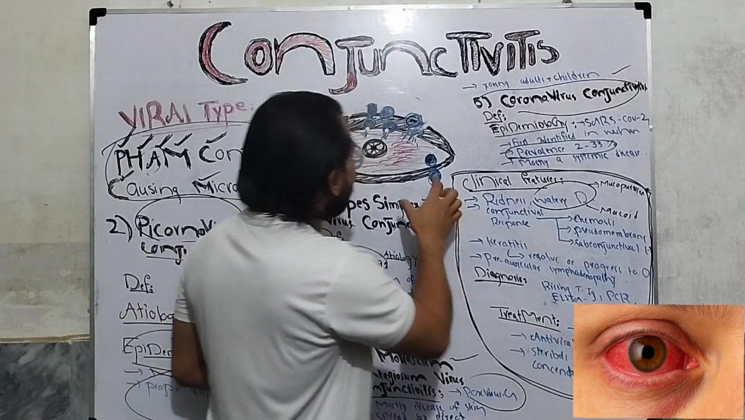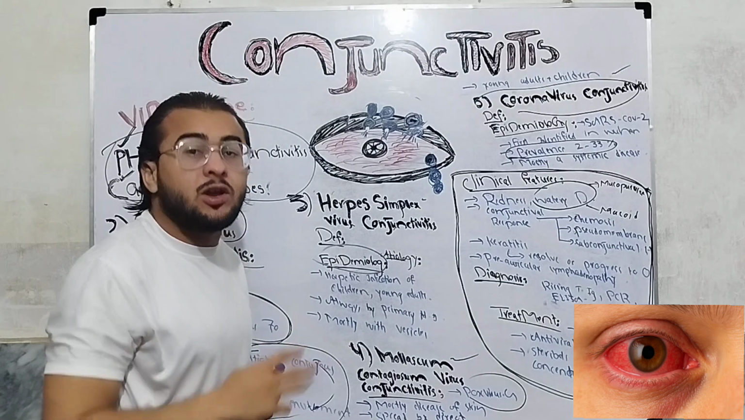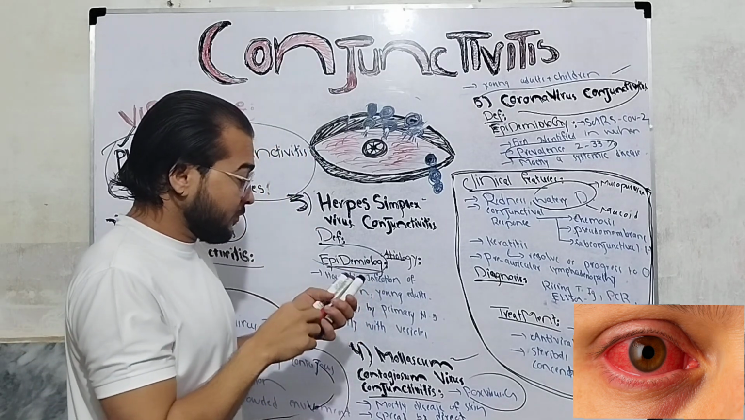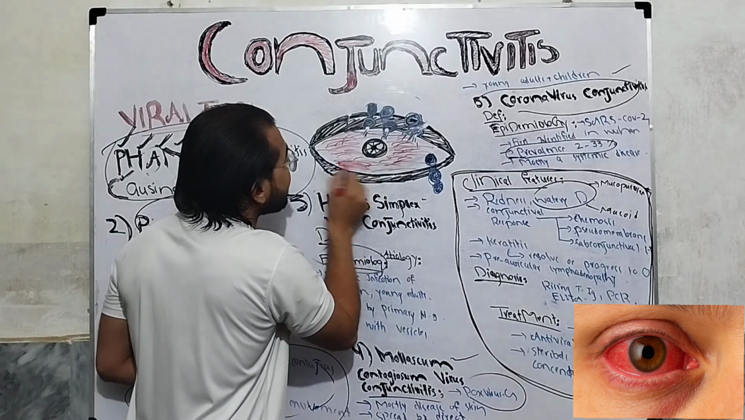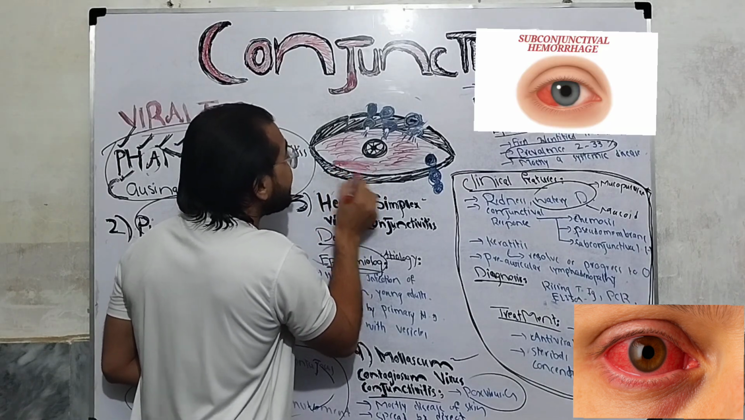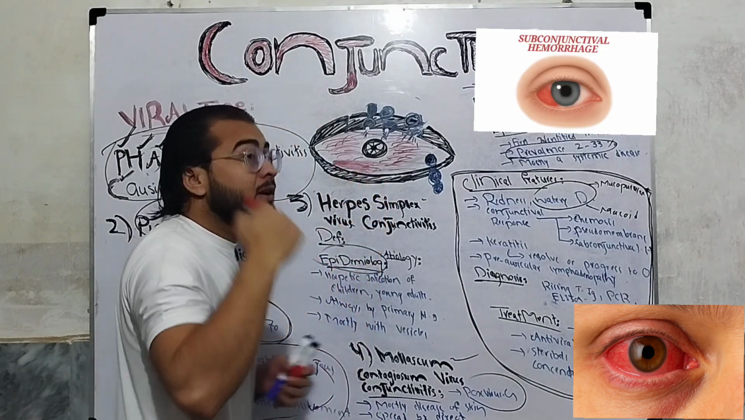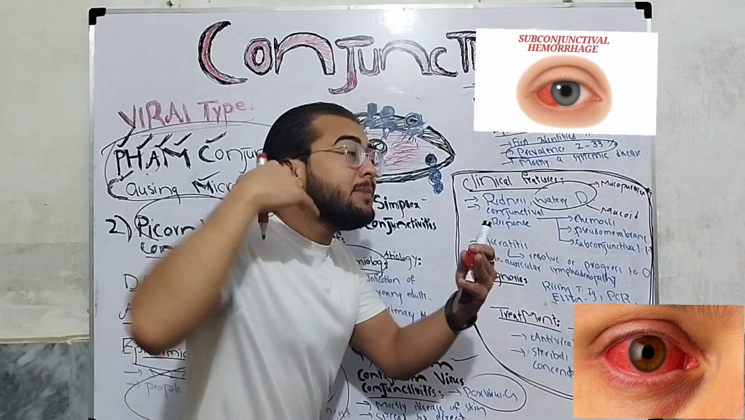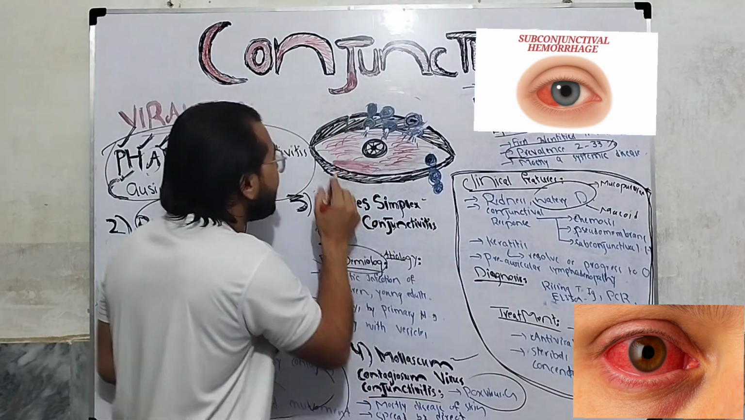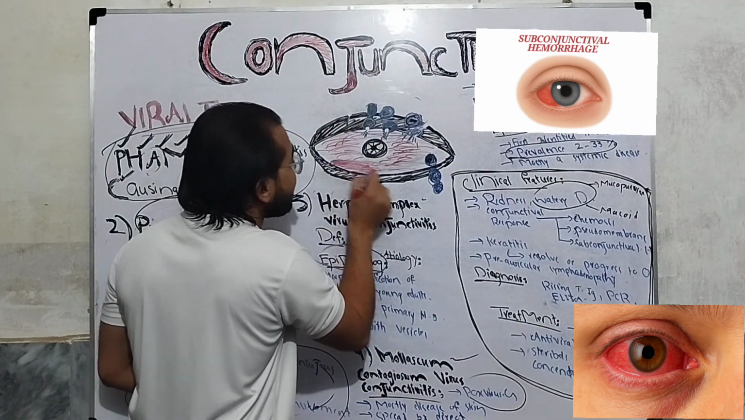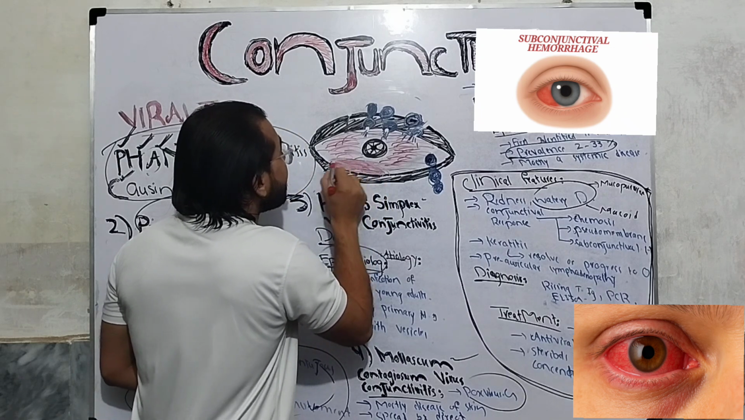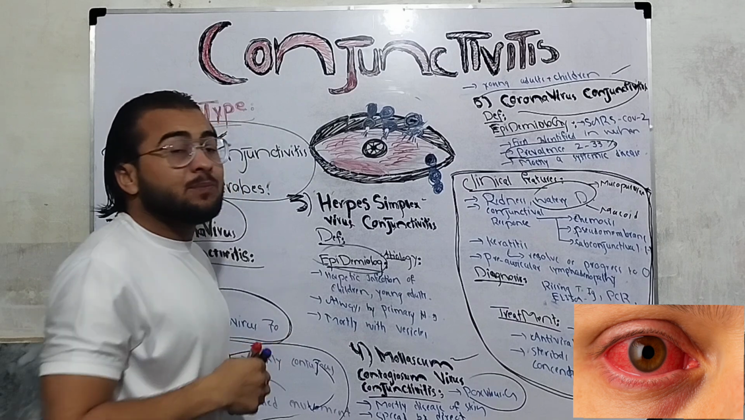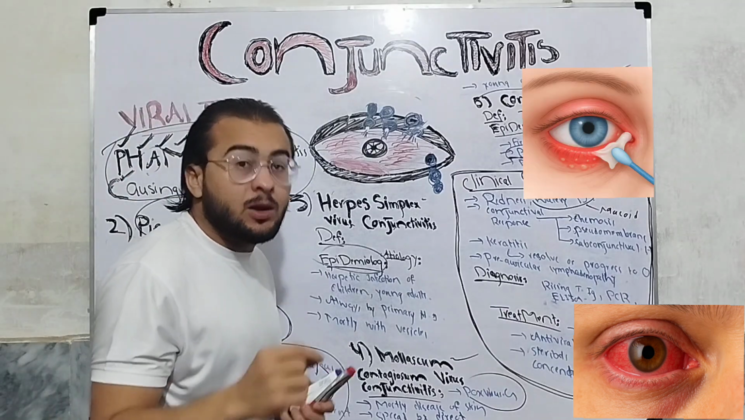Then we will have conjunctival response. We have three types of conjunctival response. The first one is subconjunctival hemorrhage. Under the conjunctiva there may be hemorrhage if the infection is severe. The second conjunctival response may be the formation of a pseudomembrane.